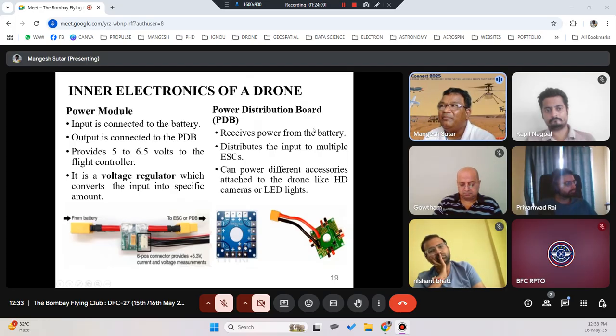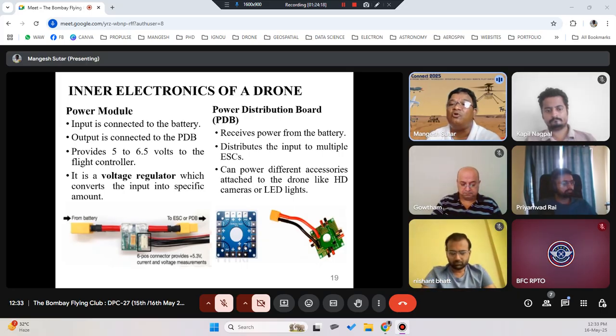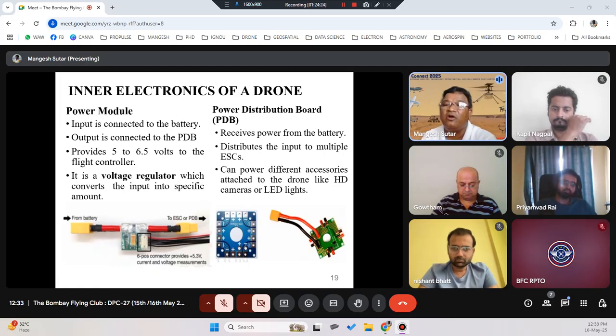Whereas PDB is a passive PCB, or passive device, where it just helps you connect or solder multiple inputs or multiple outputs on the board. Otherwise you would have to tie all the wires together, which is a very crude way of connecting the drone. So they have created a board called PDB, power distribution board.